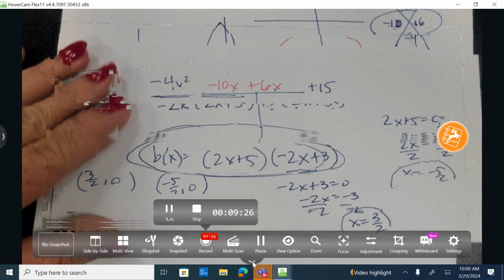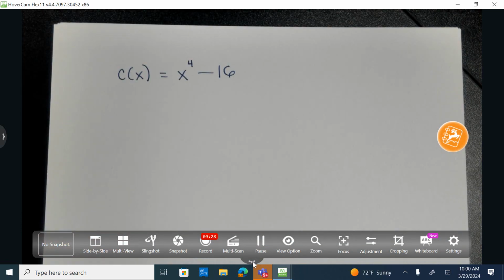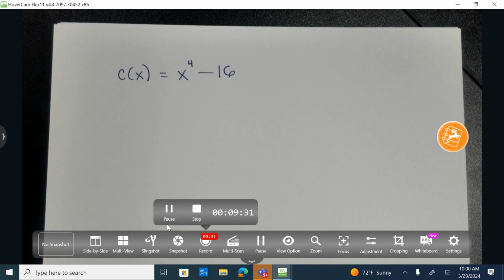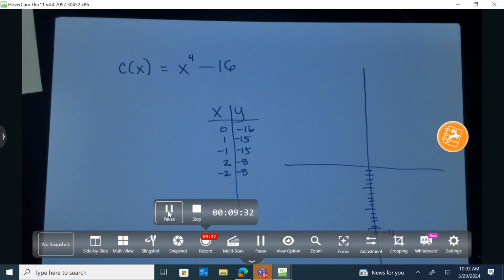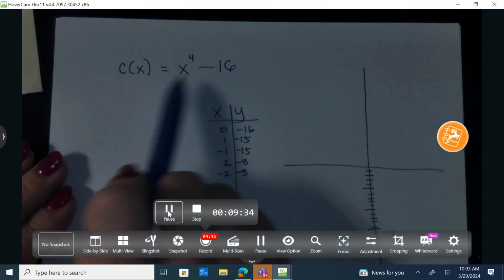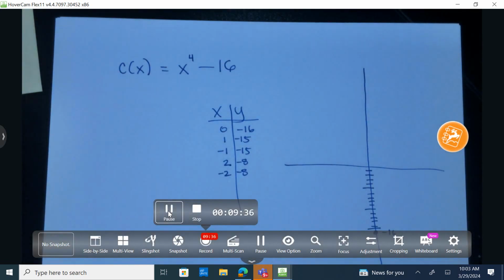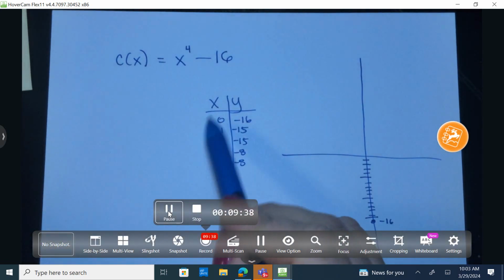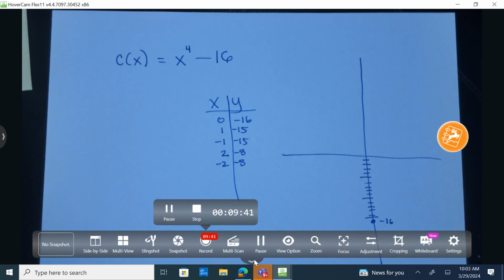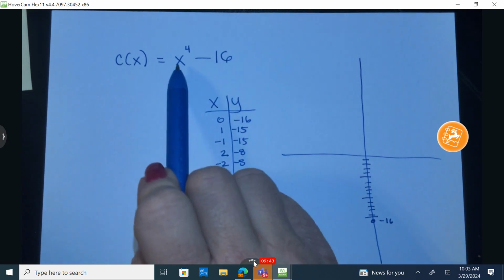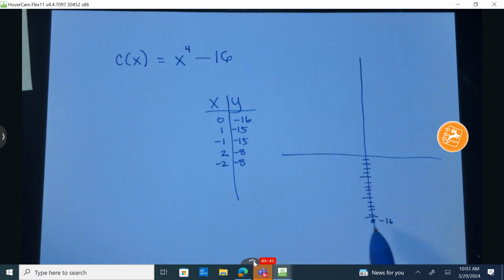All right, well, what does this look like, and how can I picture it without a calculator? Take a look right now at a third example. This is the function I'm given. I don't have a graphing calculator, so I'm going to make a quick set of data points to graph this. I substitute in 0, 0 to the 4th minus 16, and I graph it.